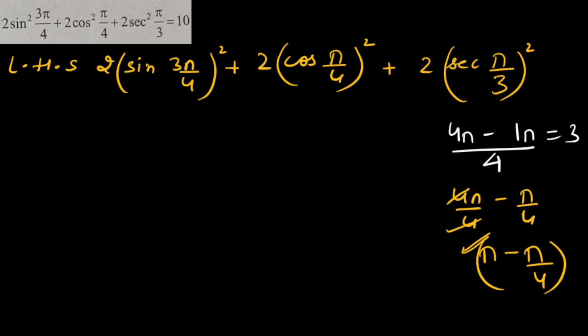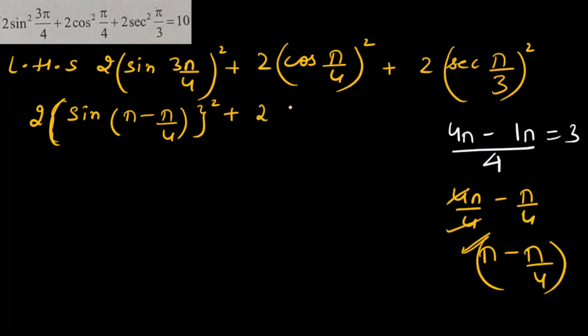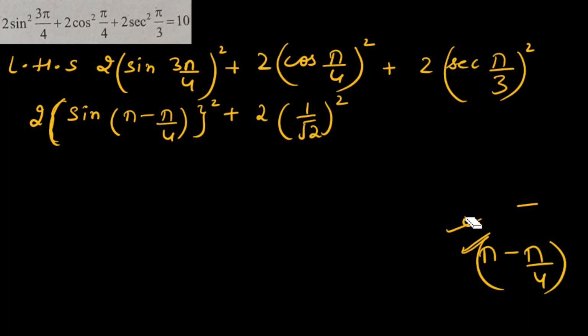this angle. Now I can write 2 into sine 3 pi by 4. What will I write? I'll write pi minus pi by 4, whole square, plus cos pi by 4. Cos pi by 4 is cos 45, and we know cos 45's value is 1 by root 2. So 1 by root 2 whole square. Now plus 2 secant pi by 3. Pi by 3 is 60 degree.